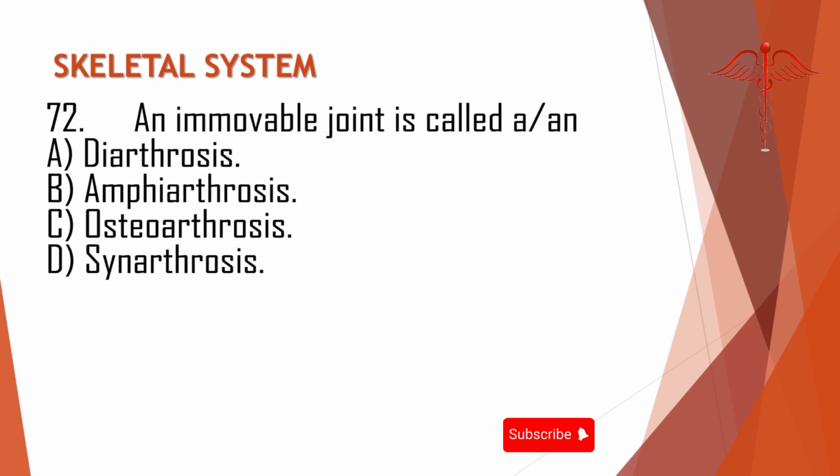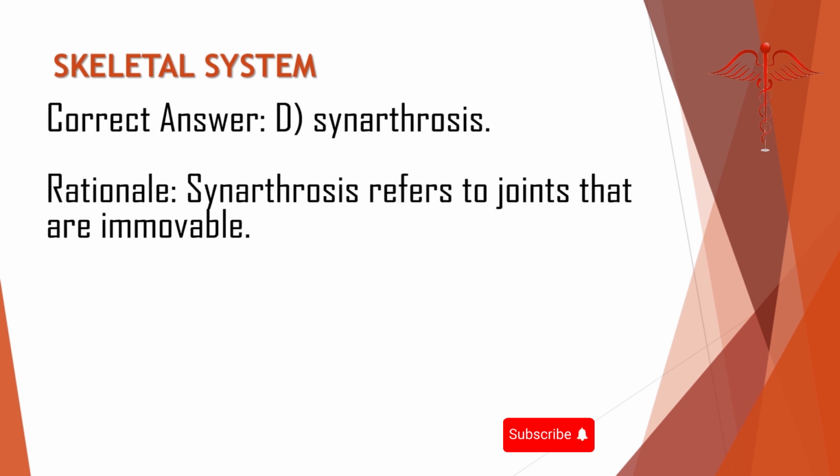72. An immovable joint is called a/an A. Diarthrosis, B. Amphiarthrosis, C. Osteoarthrosis, D. Synarthrosis. Correct answer: D. Synarthrosis. Rationale: synarthrosis refers to joints that are immovable.